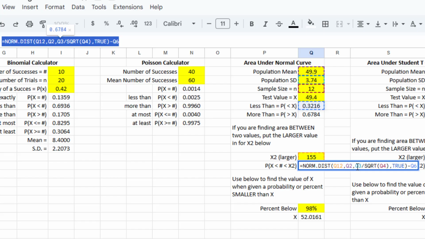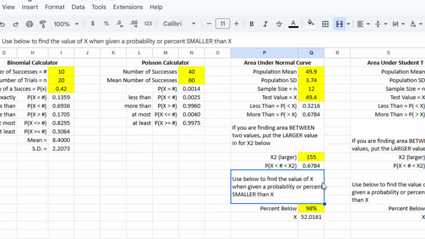Q2 is the mean, right? Q3 divided by the square root of Q4, that's my standard deviation because I have to divide by the square root of the sample size. And then I do true, and I close the parentheses, and that first bit just gives me the probability of being less than 155, but I want to be in between the two, so I have to subtract away being less than the 49.4, so that's why I have this minus Q6. I'm just taking away the probability of being less than the lower one, and that gives me the probability in between.